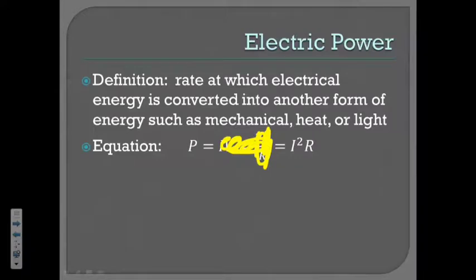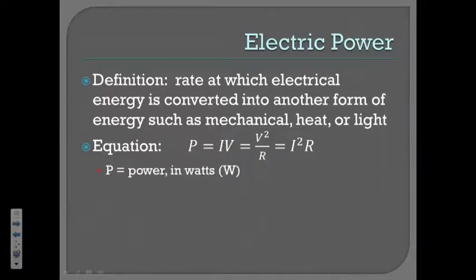So in your problems, if you're just given current and resistance, you could use current squared times resistance. And all these are on your equation sheets in class. You don't have to worry about memorizing it, but it's good to have it in your notes. So make sure you have that written down, and we will be good.